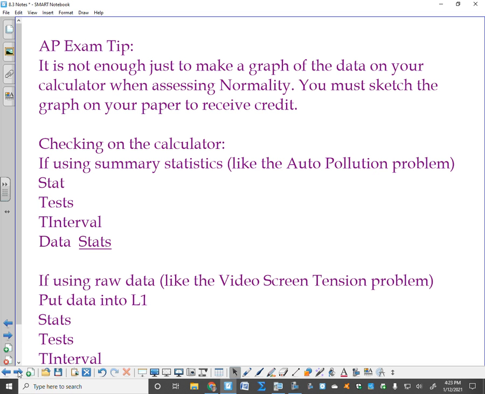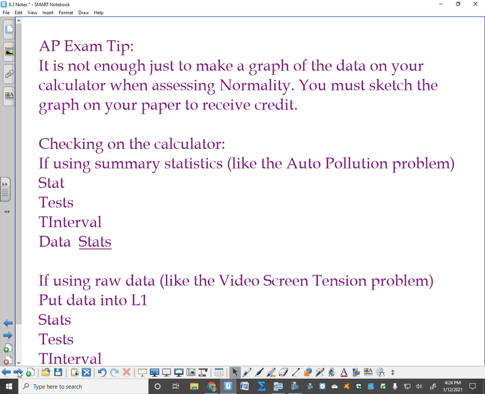You can do these on your calculator. You can find a confidence interval for means on your calculator. So if you were going to do the auto pollution one where I gave you the mean and the standard deviation, you're going to go stats, over to tests, down to T interval. It's going to give you an option between data and stats, and you're going to go over to stats. And then you just enter in your x bar and your Sx and your sample size and your confidence level, and poof, it'll give you an interval.